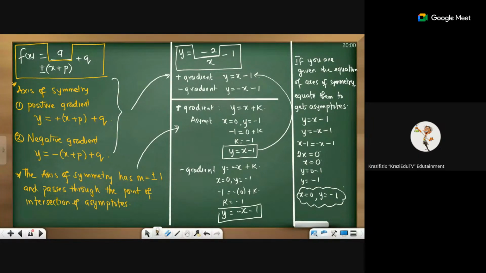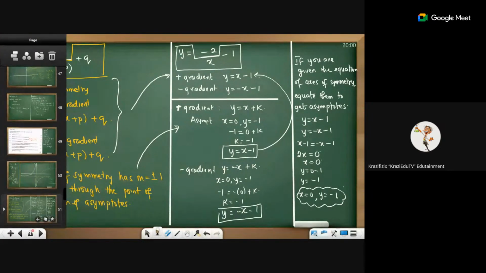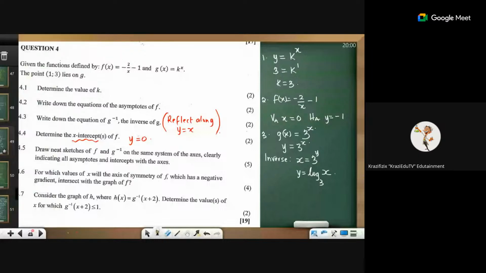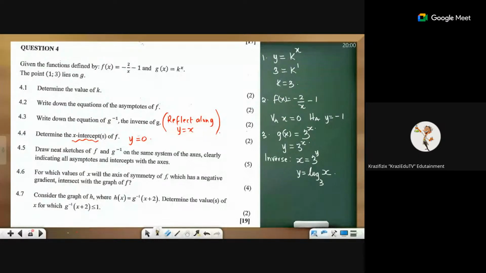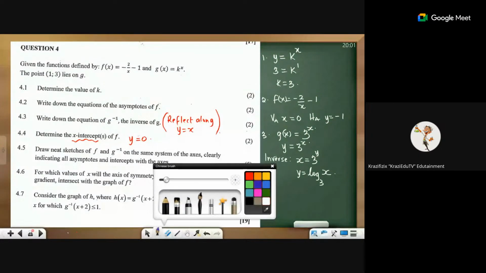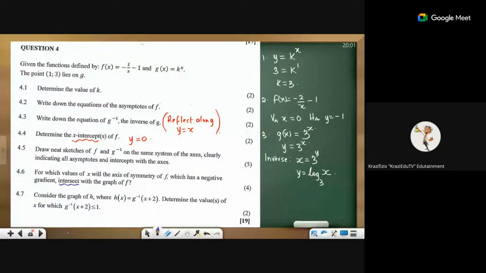All right. But can we answer this question now? We have only interpreted one part of the question. It says, for which values of x with the axis of symmetry with a negative gradient? That we've done, right? Intersect. What does that tell us? Intersection means what? Point of? What do we do at that point? We equate.